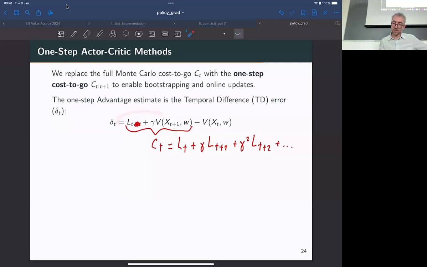So this was what we were calling before the advantage function. Now, when you replace the total cost to go with this one-step prediction, instead of the advantage, you end up having the TD error. If you remember, this was exactly the definition of the TD error that we used when we introduced temporal difference learning. So we got to it in a completely different way, but now we can recognize that it's the same guy.